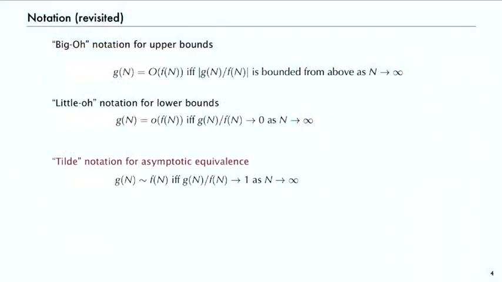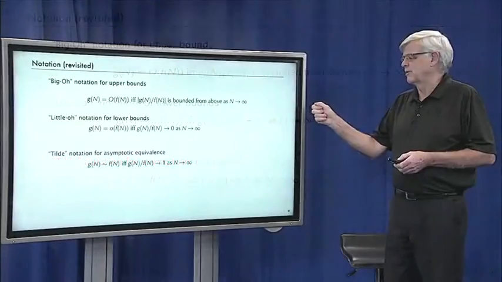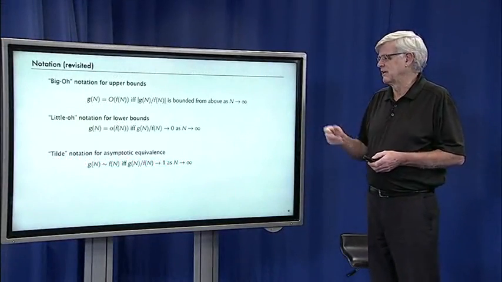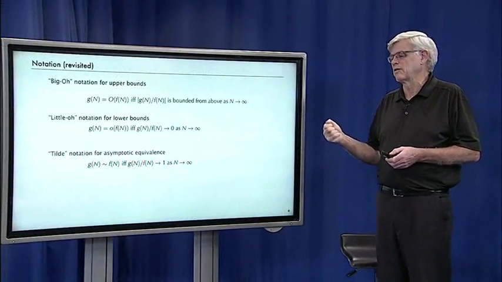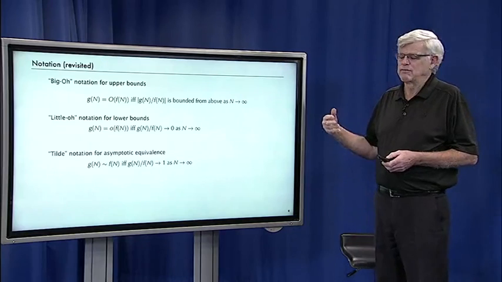So this is just a reminder. I talked about these notations earlier on. The big O notation is for upper bounds. If you say g of n equals big O of f of n, that means the absolute value of the ratio is bounded from above as n goes to infinity. And we're going to use that notation for error terms, but not for our leading terms. Also, we use the little o notation, which says that g of n is little o of f of n if the ratio tends to 0 as n approaches infinity. So that's g of n asymptotically smaller than f of n. And again, we use that for error terms.